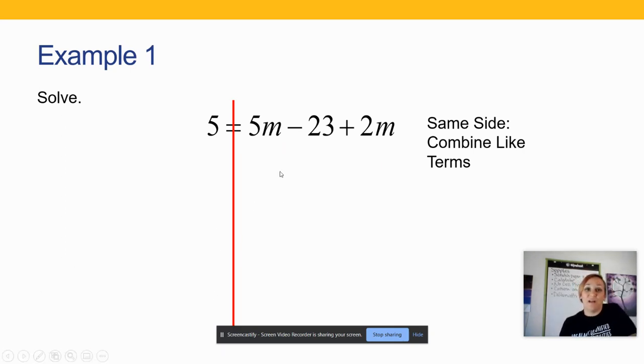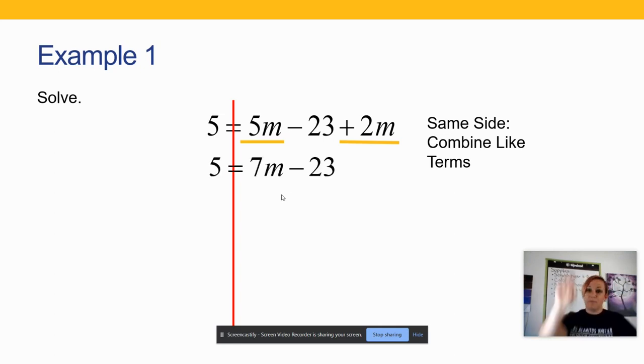Instead, I'm going to underline my 5M and my 2M, which are both on the same side, and I'm going to add them together exactly how they look. So 5M plus 2M. Again, I am not subtracting because I'm not moving it to the other side. I'm keeping it where it is, and I'm just combining them together. I'm now at a 2-step equation, which we learned how to do yesterday.